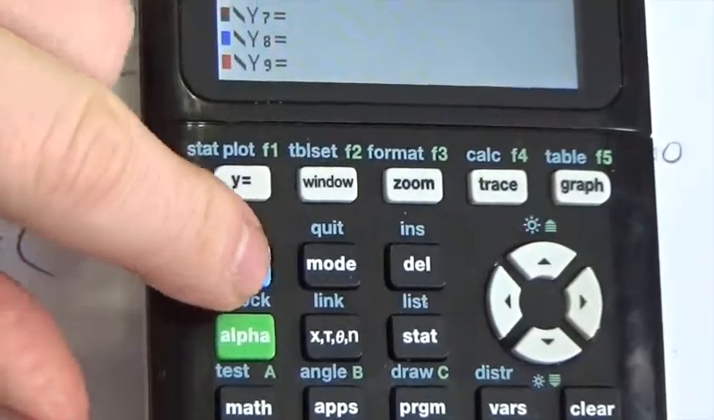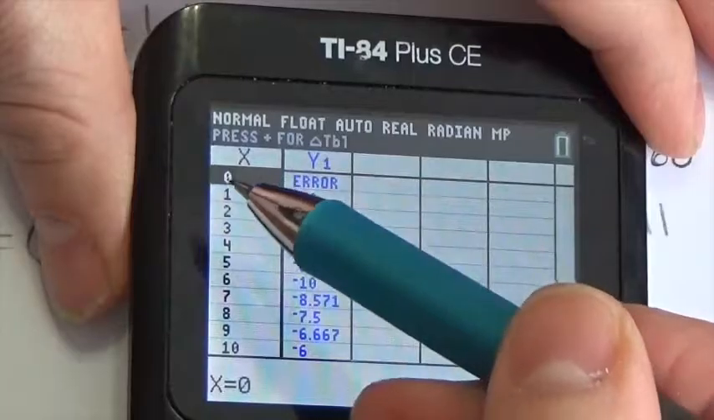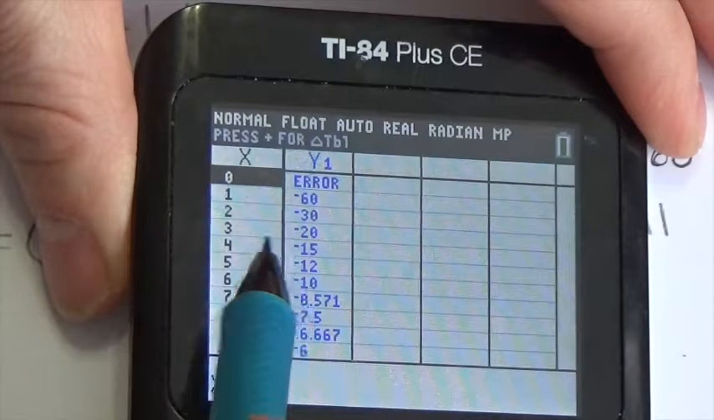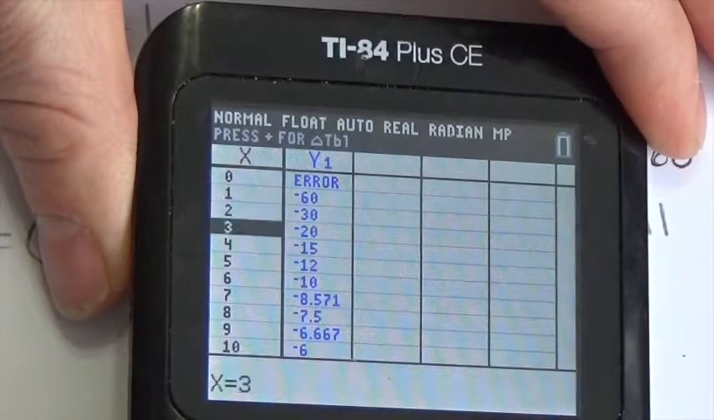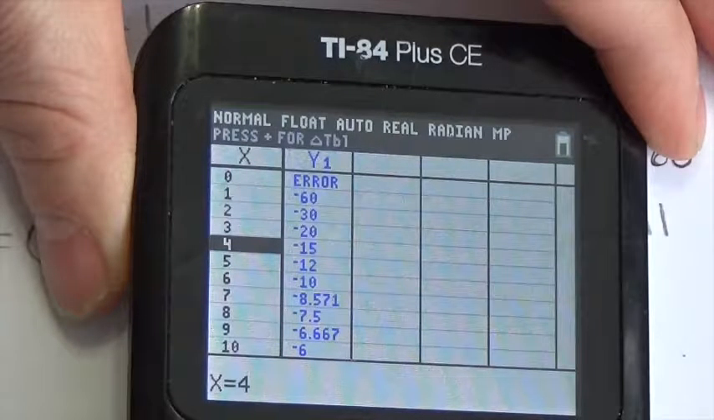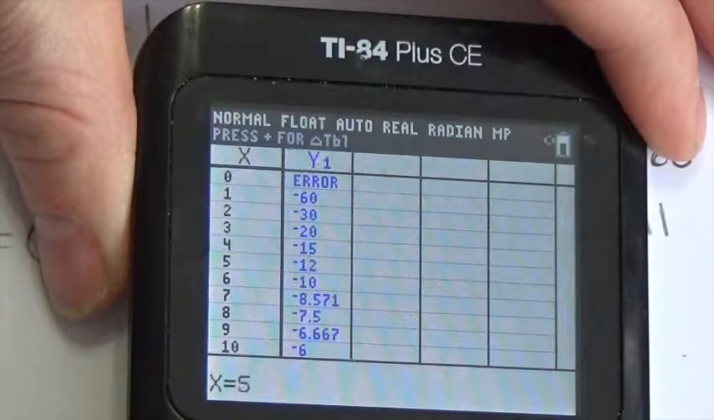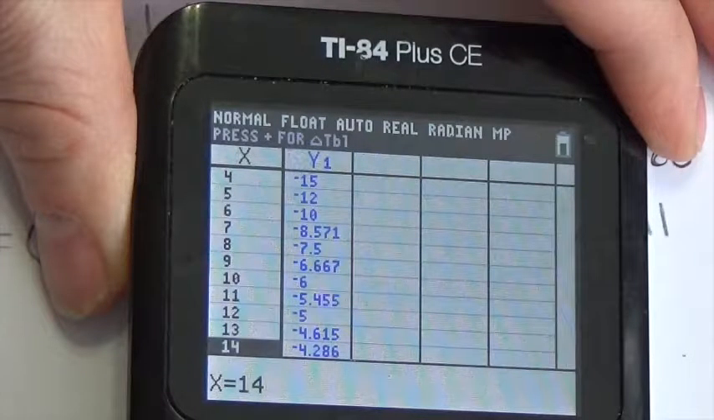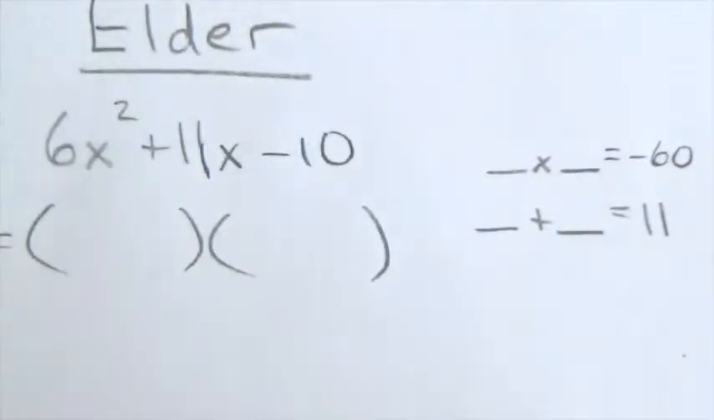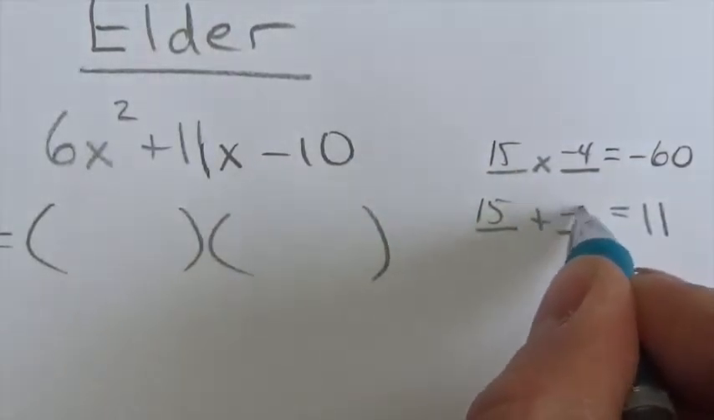Now I'm going to press second graph to access the table of values. And what happens here is the calculator now chooses a whole bunch of X values and tells me what I get for the Y value. And so I'm just looking for the pair here that gets me a positive 11. Now when I slide down here to 4 and negative 15, that's encouraging because 4 and negative 15 together would give me negative 11. And if you go down a little bit further, you would notice that positive 15 and negative 4, that's the pair that gets me positive 11. So 15, negative 4.